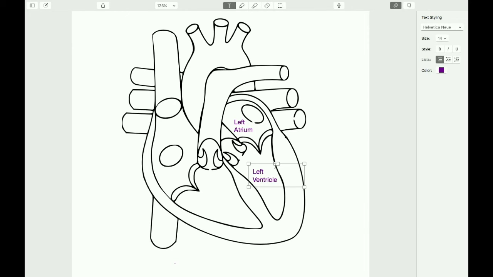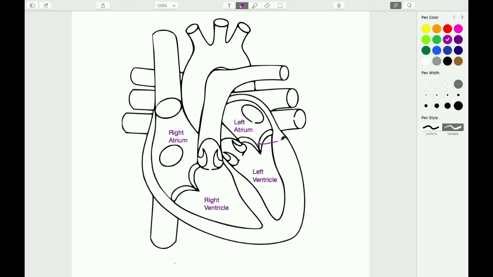We also have the right atrium and the right ventricle. The right ventricle has a large volume, however, its wall isn't as muscular as the left ventricle because it only needs to pump blood to the lungs.